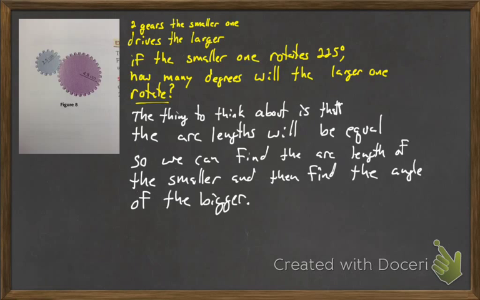So when the smaller gear rotates 225 degrees, it's going to create an arc length. That arc length is going to be the same arc length for the bigger gear. Then on the bigger gear we have the arc length, we have the radius. We can use that to solve for the degrees. Okay, so rewriting the problem, I'll speed this up a little bit.